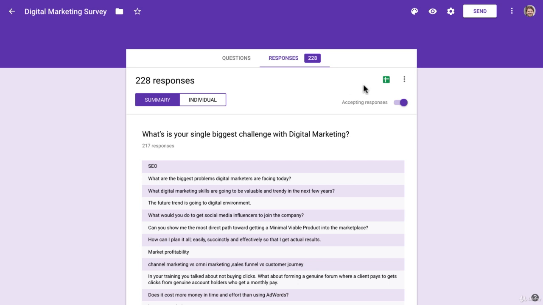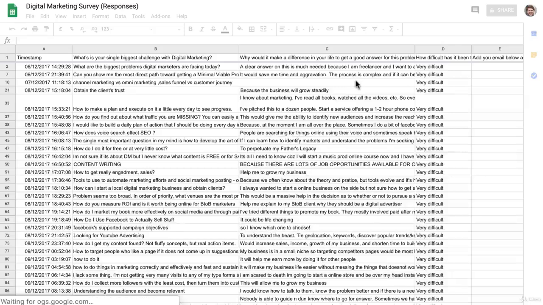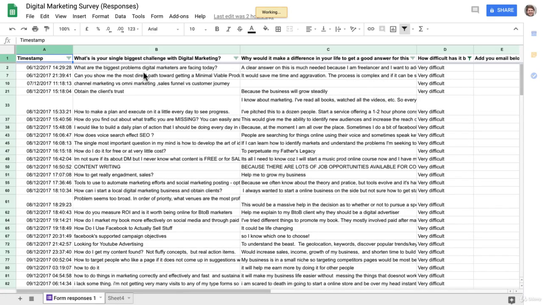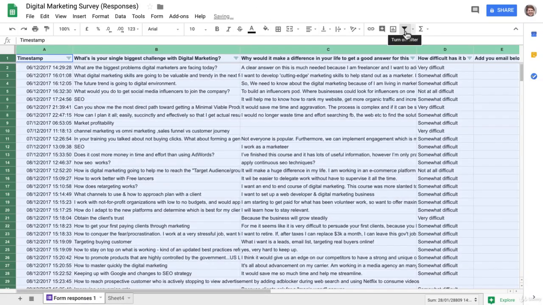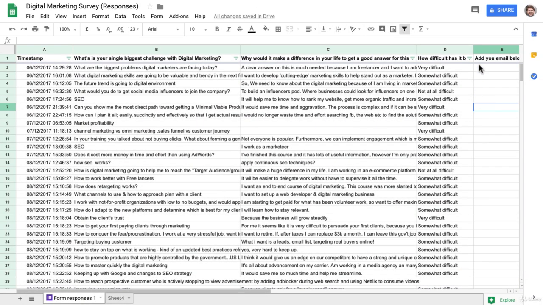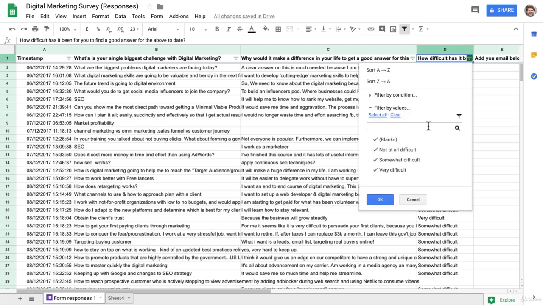So to look at it in a deeper level and really analyze it, I would recommend you view the responses in Google Sheets. Open that up right away. And the first thing that you want to do is select the top row here, and put on a filter. The reason you want to do this is because we want to filter down our responses and just look at the responses that say people have a problem that they found very difficult to resolve.